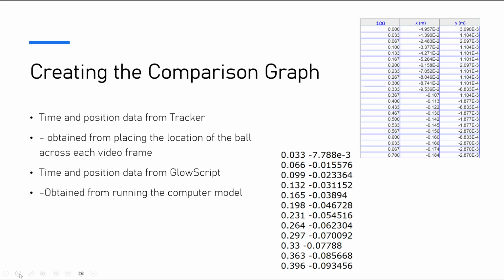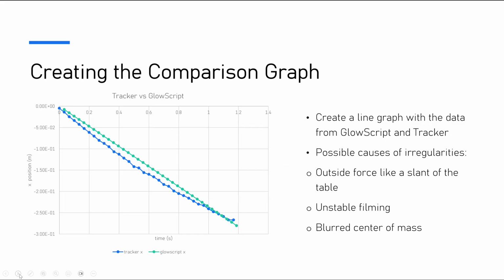All right, so creating the comparison graph. We used time-position data from Tracker as well as the time-position data from GlowScript. We got the Tracker data from placing the location of the ball across each time frame, and then we got the GlowScript data from the computer model. So we created a line graph with the data from GlowScript and Tracker, and as you can see, Tracker had some irregularities just because it was the experimental data, and then GlowScript had a straight line.